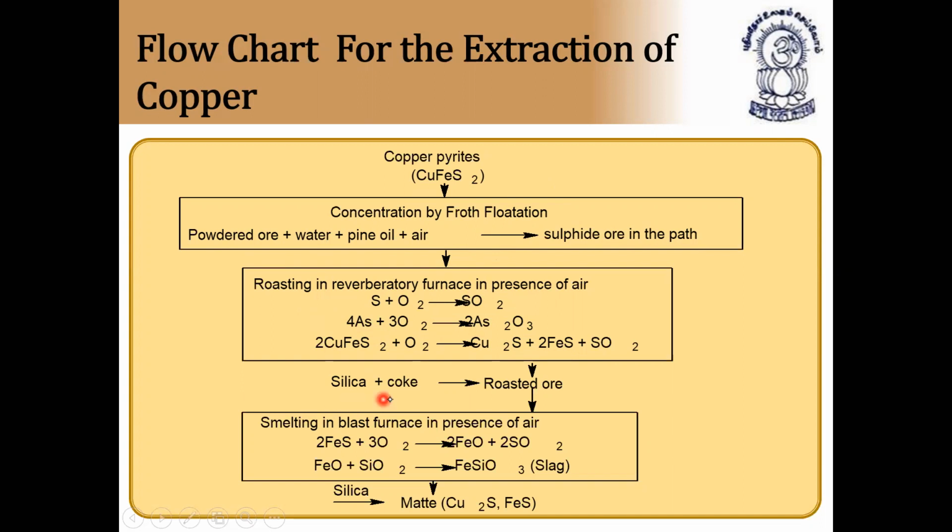Then silica plus coke is added to the roasted ore. Smelting will be done next. What will we do? Smelting, in a blast furnace in the presence of air. The iron sulfide combines with oxygen and forms ferrous silicate. Ferrous silicate is nothing but slag. And it forms matte. Matte is nothing but a combination of cuprous sulfide plus iron sulfide.